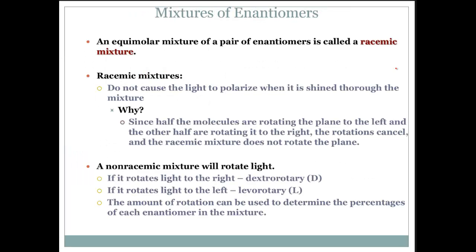An equimolar mixture of the pair of enantiomers is called a racemic mixture. Racemic mixtures do not cause the light to polarize when it is shined through the mixture. Since half the molecules are rotating the plane to the left and half to the right, the rotations cancel each other out and the racemic mixture does not rotate the plane. A non-racemic mixture will rotate the light. If it rotates the light to the right, it's considered D. If it rotates it to the left, it's considered an L. The amount of rotation can be used to determine percentages of an enantiomer in the mixture. And that is your explanation of isomers.